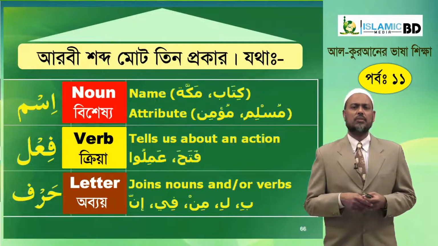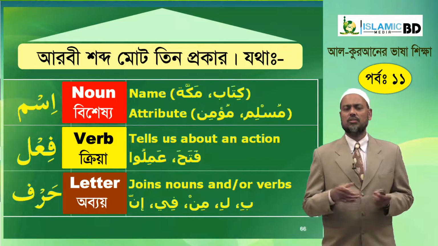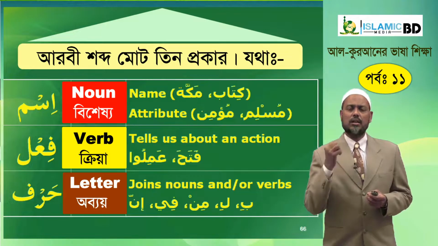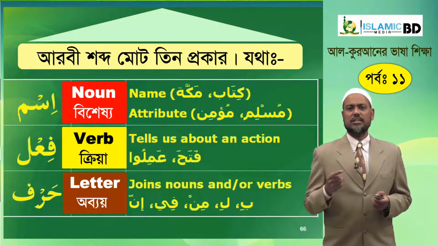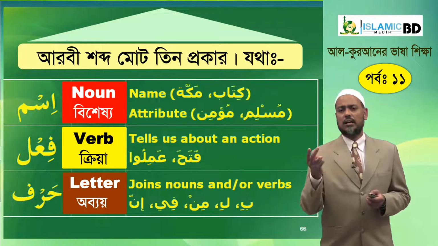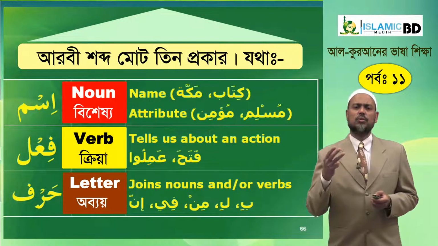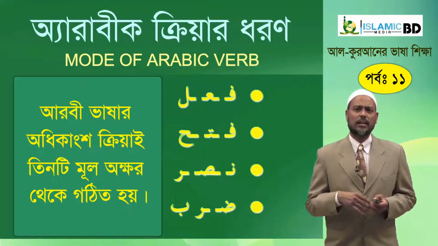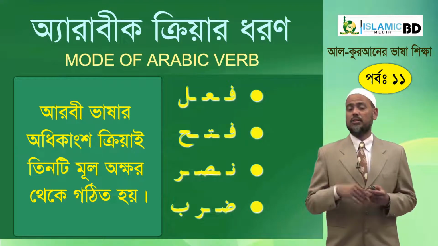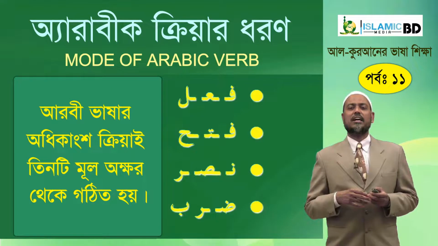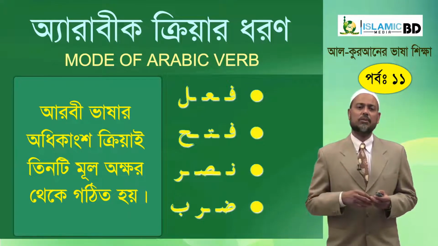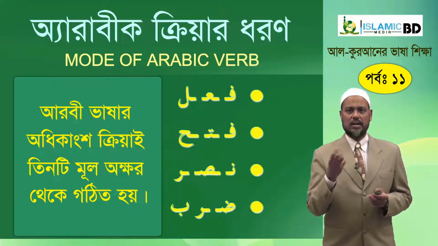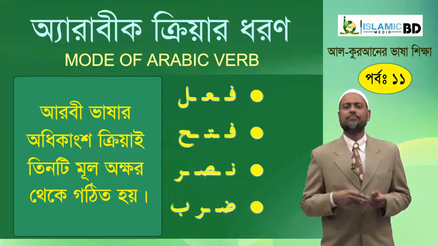Please note that the kinds of words we speak, read, write or listen to are classified as three types in Arabic language. First is ism, noun, representing names and attributes; fi'l, verb, which tells us about an action; and letters, which join nouns and verbs. And also in Arabic language, you must have noted by now, or memorized by now, that Arabic words, especially the verbs, are made of three root letters like fa'ala, fataha, nasara, daraba, and so on.